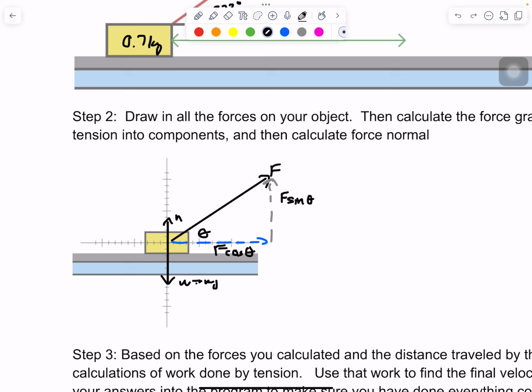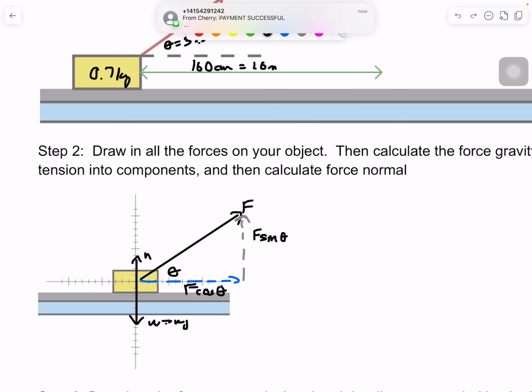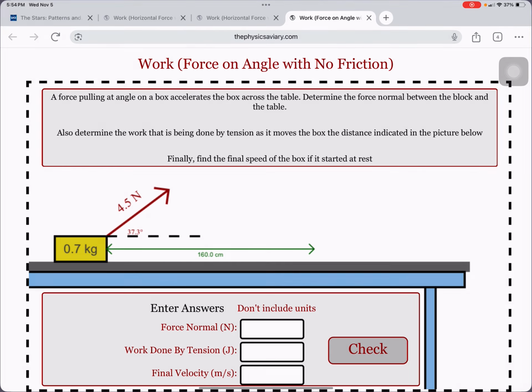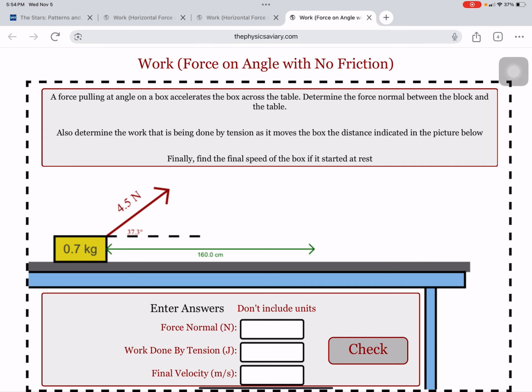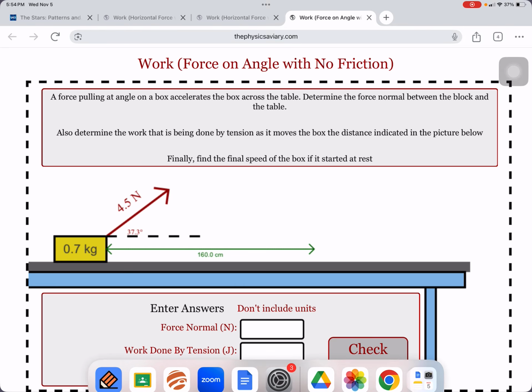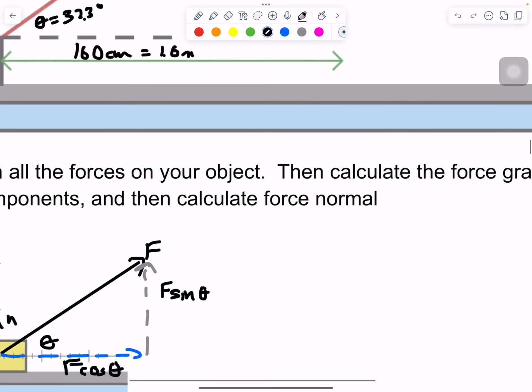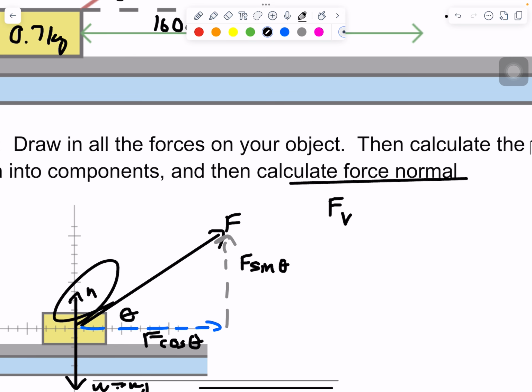All right, so a couple of things. Number one, I need to find the normal force, because it's asking me to find the normal force, the work done by tension, and then the final velocity. So to find the normal force, think about what I'm doing. Normal force is a vertical force, right? You can see that right here.